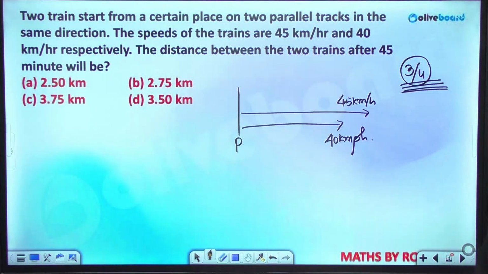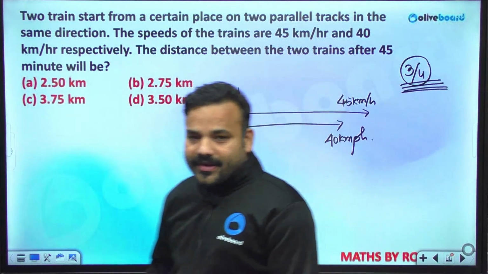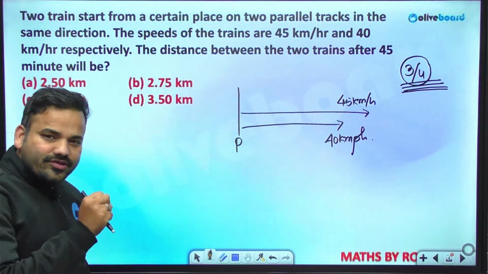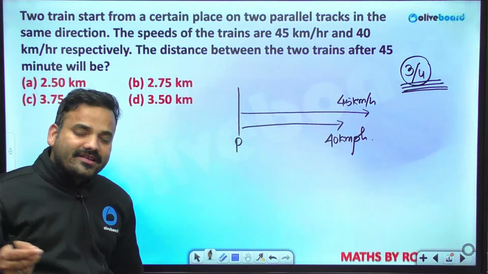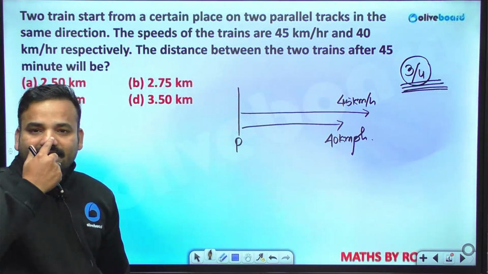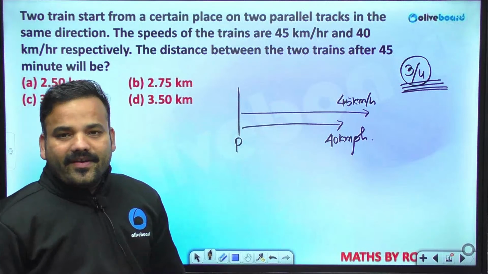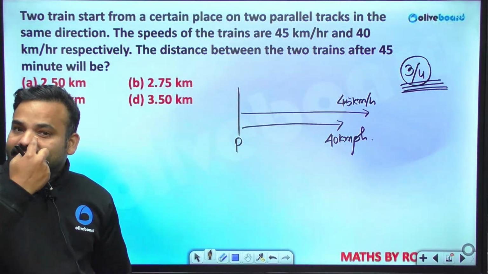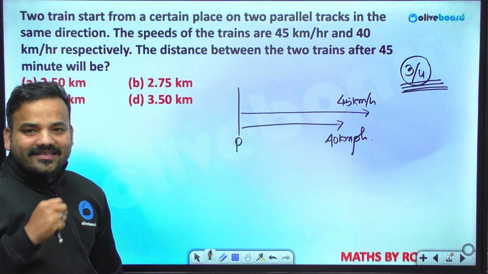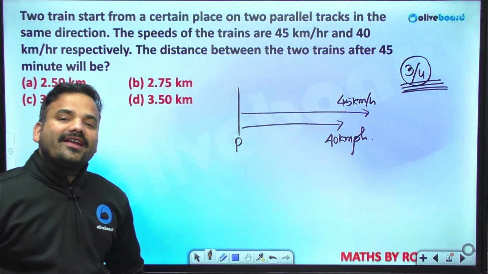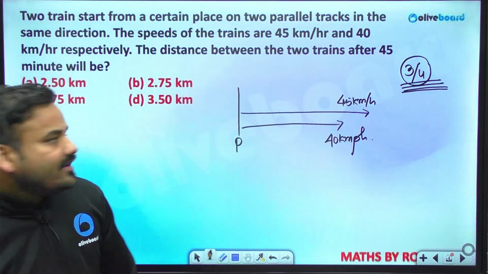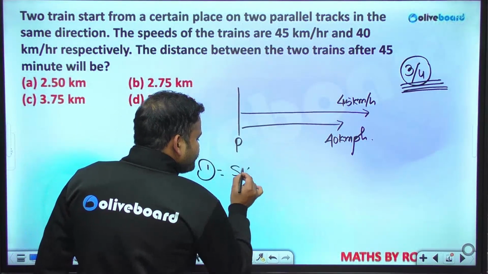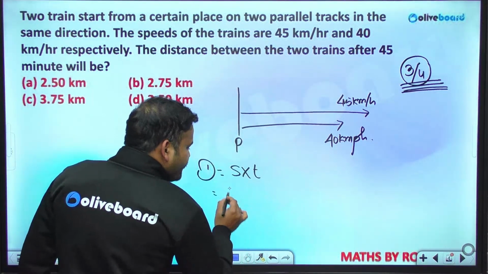Fine. The distance between the 2 trains after 45 minutes will be... Whenever the 2 trains are traveling in the same direction, their relative speed will reduce, and when they are traveling in opposite directions, the relative speed will increase. This is the reason why when 2 trains or 2 cars collide with each other, there is a huge or worst accident, only because in the opposite direction the relative speed enhances, isn't it? So what is the distance? Distance equals speed into time. Relative speed will be 45 minus 40.